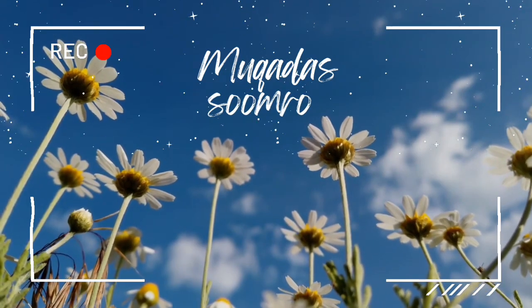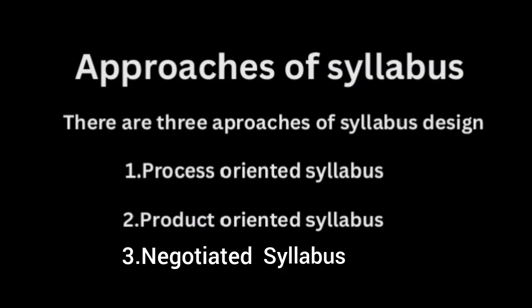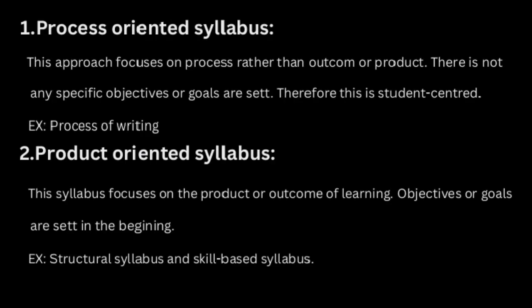I have uploaded a video on the types of syllabus. So in this video I am going to cover the approaches of syllabus. There are three approaches of syllabus: process oriented syllabus, product oriented syllabus, and last we have negotiated syllabus. So without wasting time, let's start with what is process oriented syllabus.